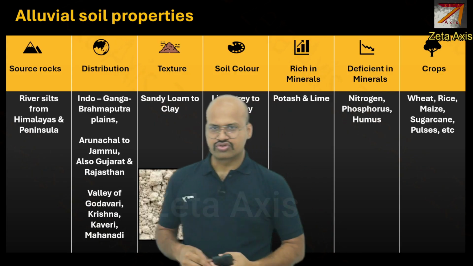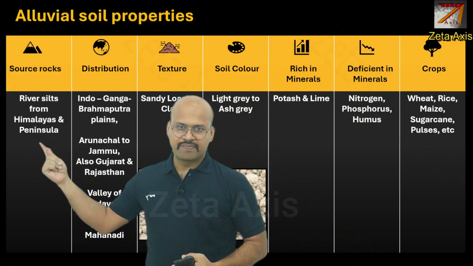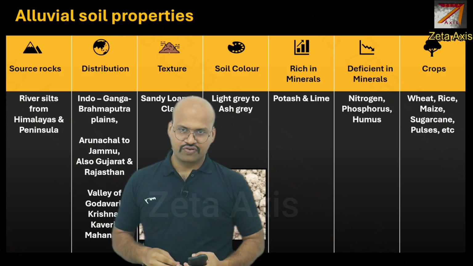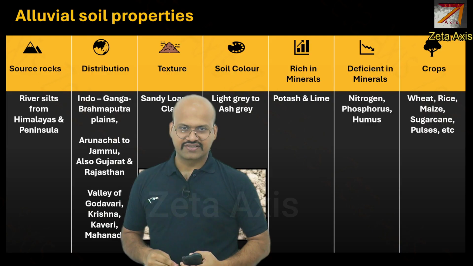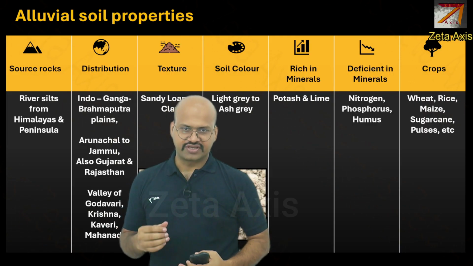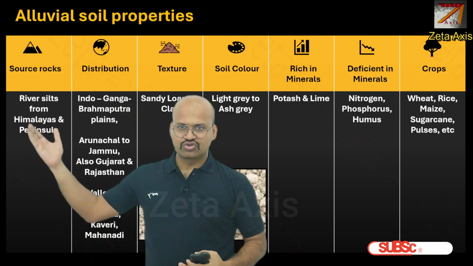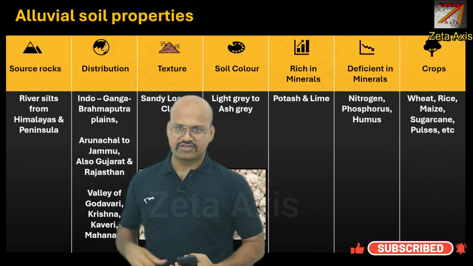So what are the source rocks? It is the river silts from Himalayas and peninsular plateau. So the rivers which flow through Himalayas cause weathering of the rocks in those mountains, and then the material is brought by the rivers down in the plains and then deposited. So the source rocks are the mountains of Himalayas as well as the peninsular plateau.